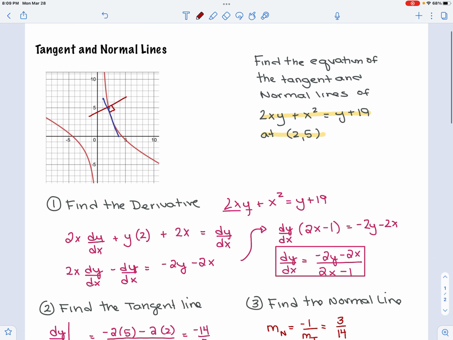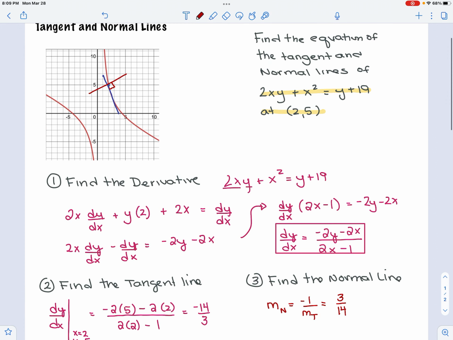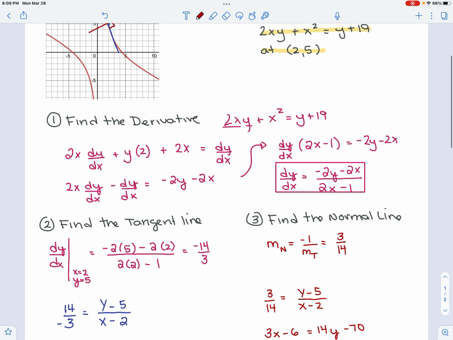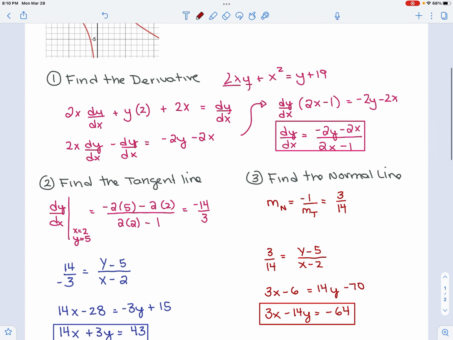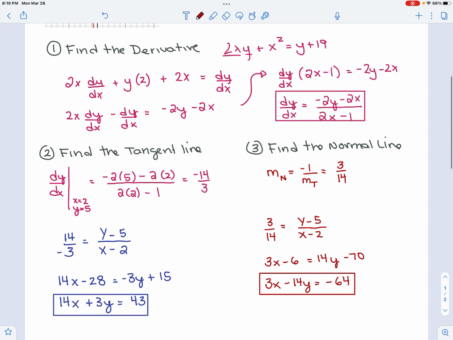So again, the derivative gives you a formula for the slope of the tangent at any point on this graph, and I can plug in the point of tangency to actually get the slope, and the negative reciprocal will give me the slope of the normal line, and then I can use my slope formula to get an equation of both those lines.